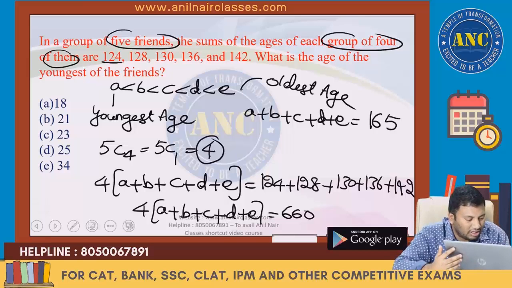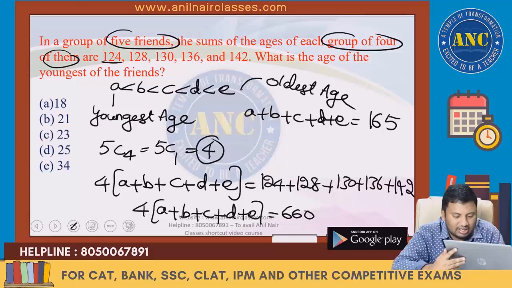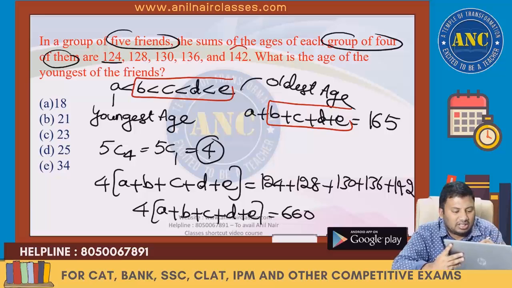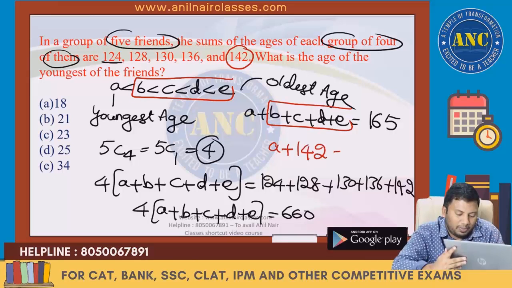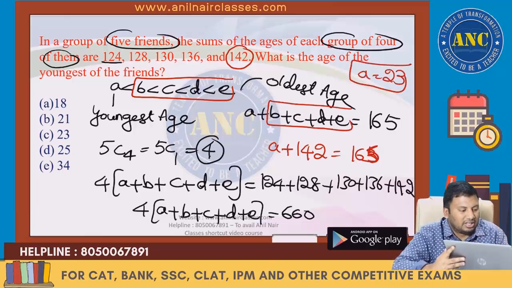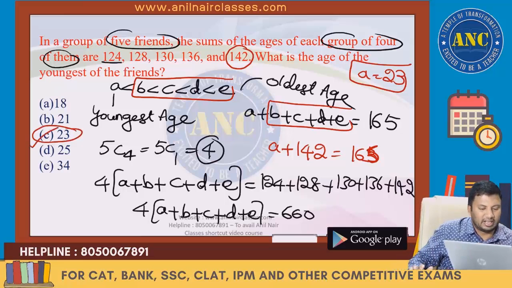But we want A. A is the youngest. B plus C plus D plus E is nothing but the highest. Highest is 142. A plus 142 is 165. So A value is 23. First one, the answer is 23. I hope it is clear.